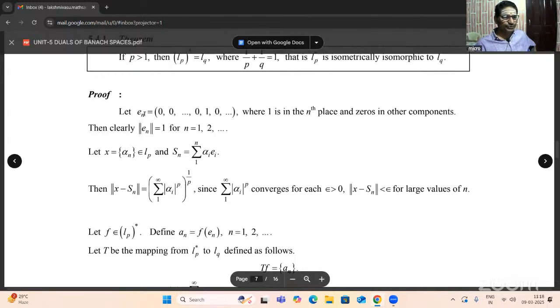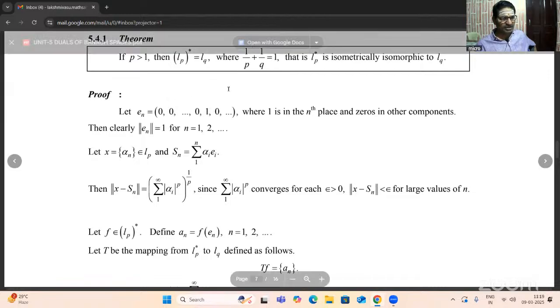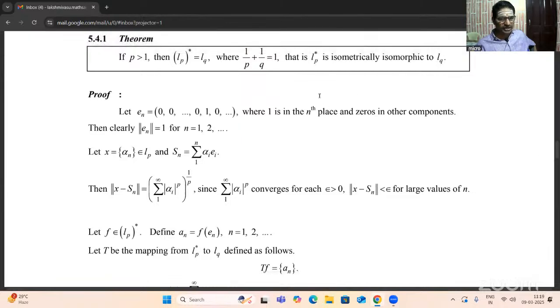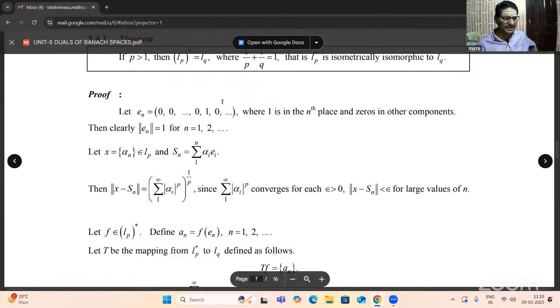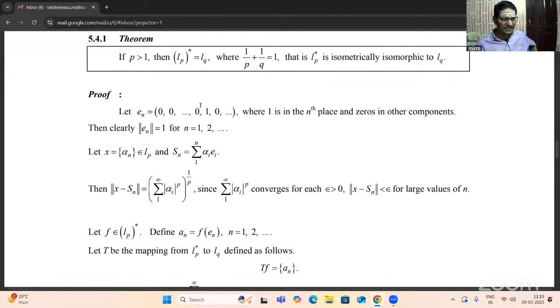en equals, what is en? The nth place is 1, the standard basis, where the nth place is 1 and the remaining are 0. So here 1 is in the nth place and 0 in the other components. That is the meaning of this. And the norm of the standard basis is 1, because every other component is 0 and the nth place is 1. So we get the norm of en equal to 1, for n equal to 1, n equal to 2, whatever it is.